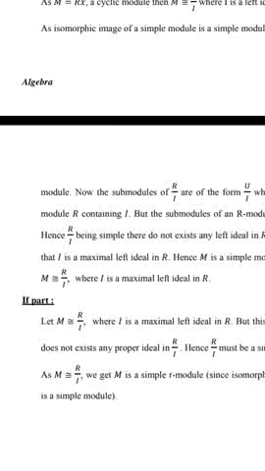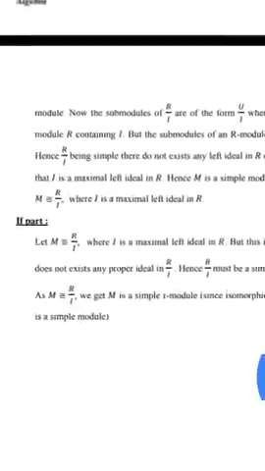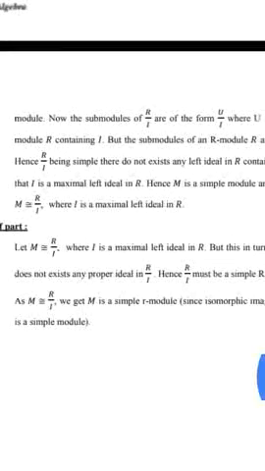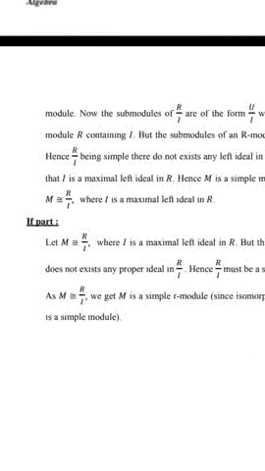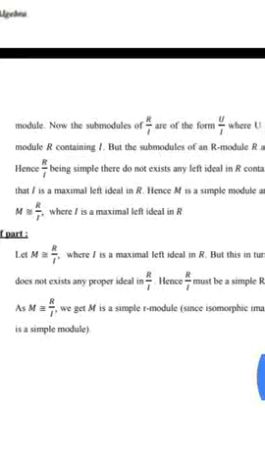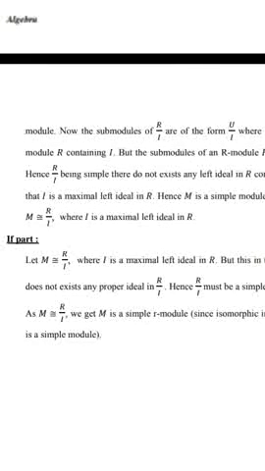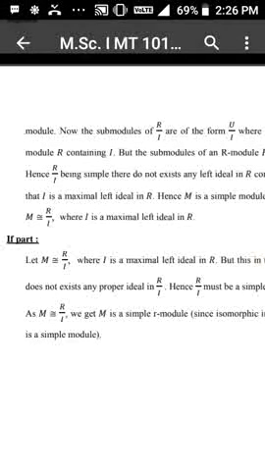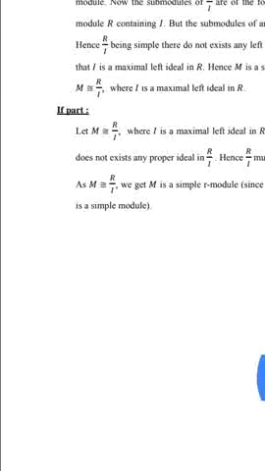Now, the submodules of R/I are of the form U/I, where U is a submodule of the module R containing I, but the submodules of the R module R are the left ideals in R. Hence, R/I being simple, there does not exist any left ideal in R containing I properly, but this shows that I is a maximal left ideal in R. Hence, M is a simple module and M is not equal to singleton 0 will imply that M is isomorphic to R/I, where I is a maximal left ideal in R.